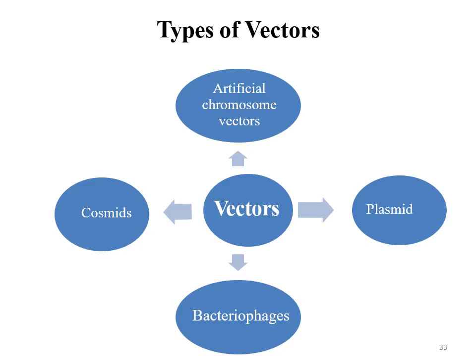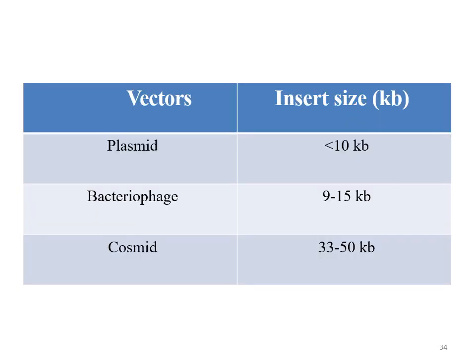There are several types of vectors. These can be cosmids, plasmids, bacteriophage, and the artificial chromosome vectors. These vectors can accept different sizes of DNA fragment as recombinant stretches. The plasmid accepts less than 10 kb of DNA fragment. Bacteriophage can accept 9 to 15 kb of DNA fragment. Cosmids can accept a large fragment of DNA, up to 35 to 50 kb.